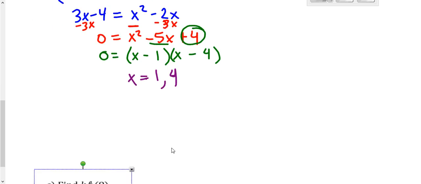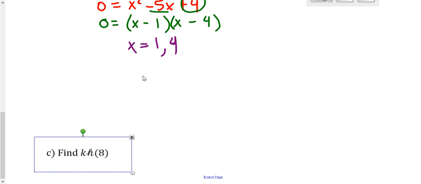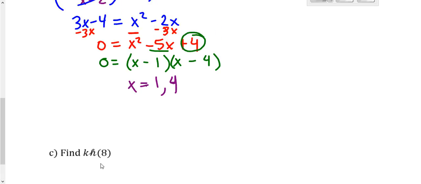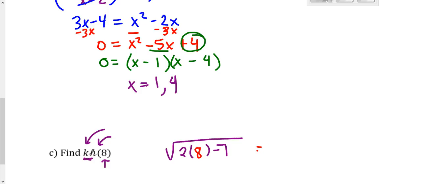The next thing it asks us to do is find k of h of 8. So you can either find k of h and then plug in 8, or I prefer to plug in 8 to h, and then whatever number we get from there, we plug that into k. So h is the square root of 2 times x minus 7, and they asked us to plug in 8. So we have the square root of 16 minus 7, which is the square root of 9, which is 3.